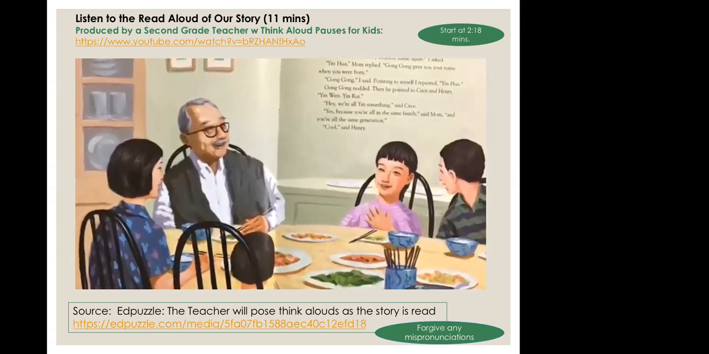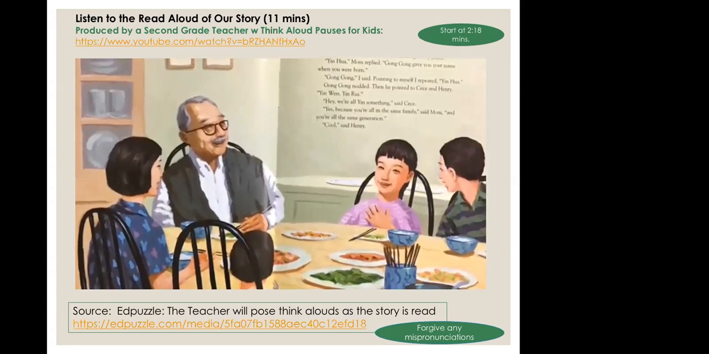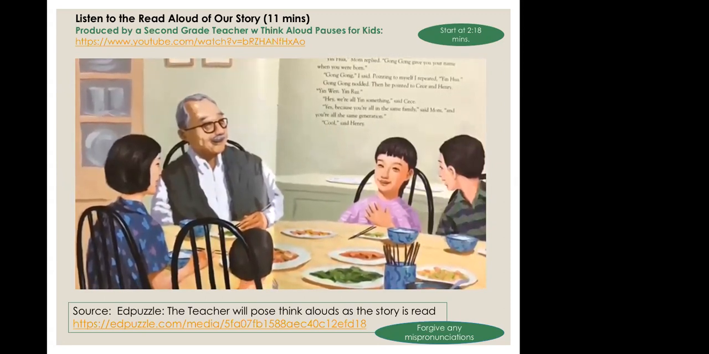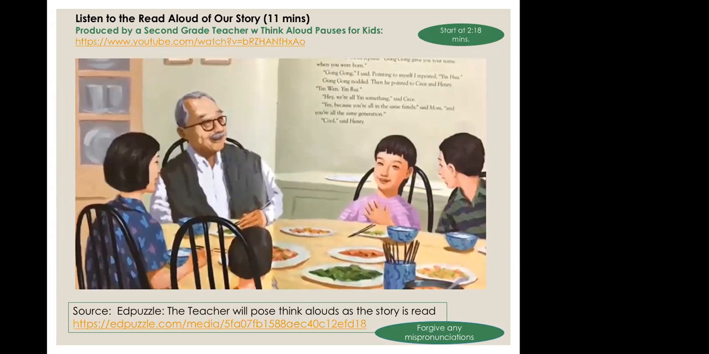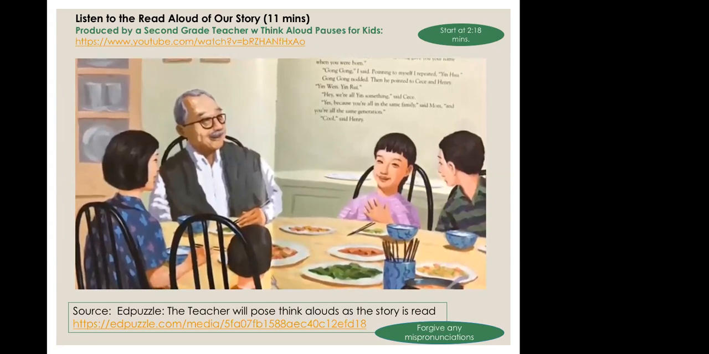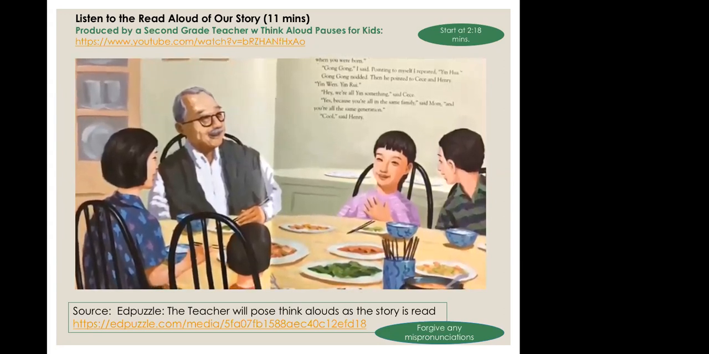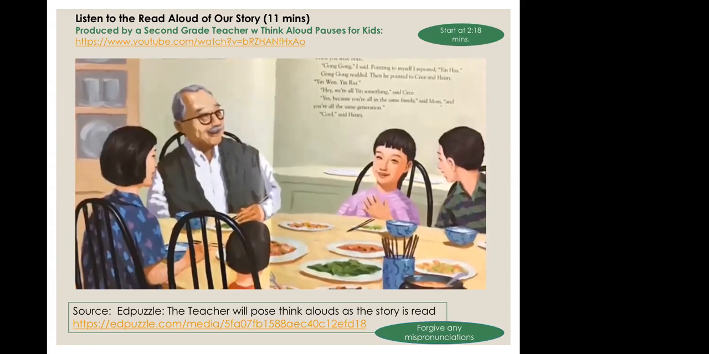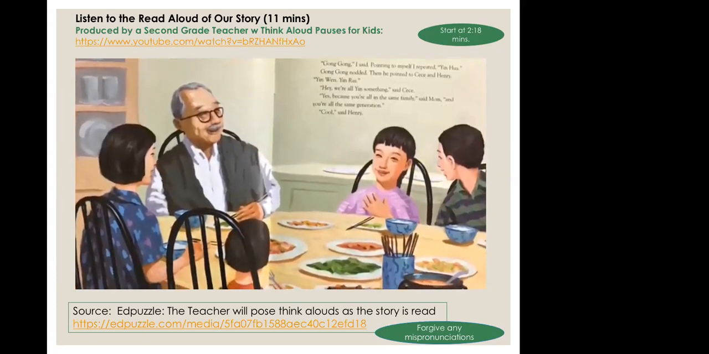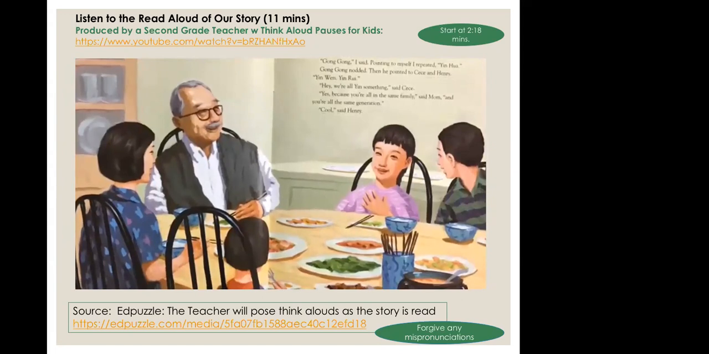"Yin Wen, Yin Rei." "Hey, we're all Yin something," said Cece. "Yes, because you're all in the same family," said Mom. "And you're all the same generation." "Cool," said Henry.